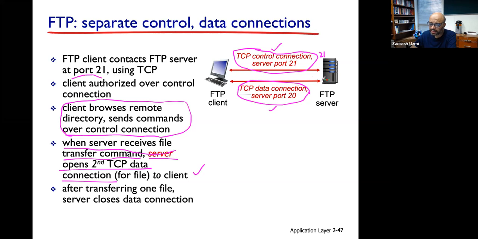So the second connection will be opened when the client actually wants to transfer some data. ठीक है. And to open this data connection, you will use server port 20. सर्वर की साइड पे port 20 होगी. Now, server initiates this connection. सर्वर को कैसे पता चलेगा? सर्वर को कैसे पता चलेगा कि मैं क्लाइंट की कौन सी पोर्ट इस्तेमाल करूं?